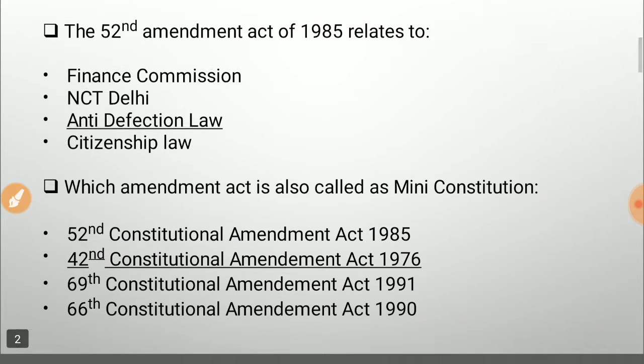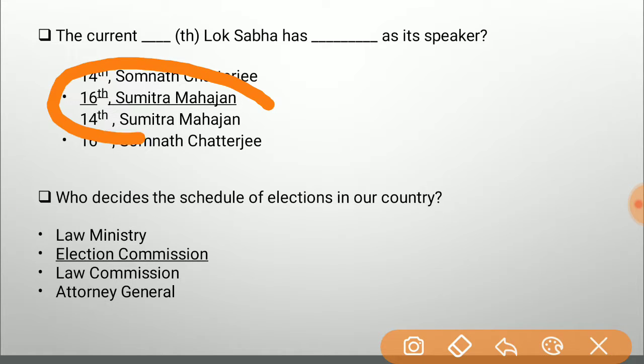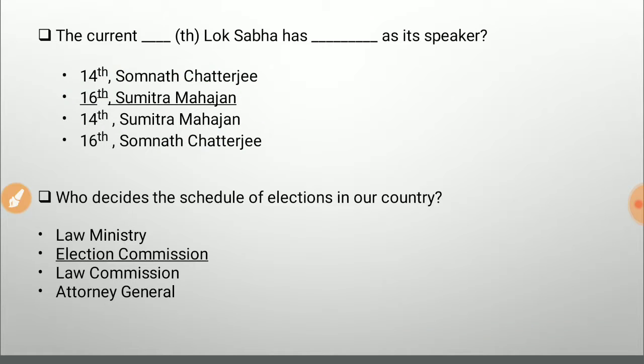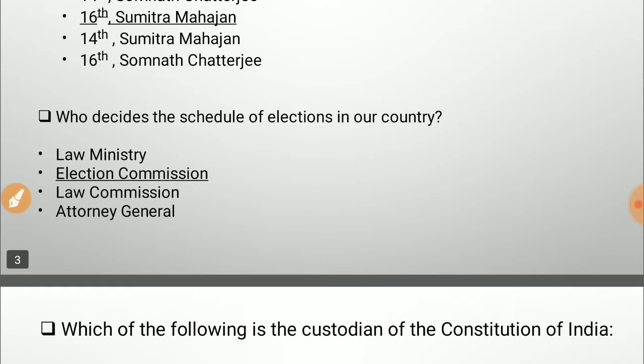Okay, guys, moving on. The current dash Lok Sabha has dash as its speaker. So, what is the current version of the Lok Sabha and who is its speaker? The correct answer is the current Lok Sabha is the 16th Lok Sabha and the speaker is Sumitra Mahajan. Who decides the schedule of elections in our country? The schedule is decided by the Election Commission, Honorable Election Commission.